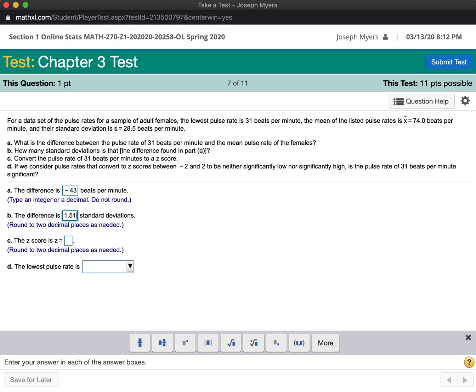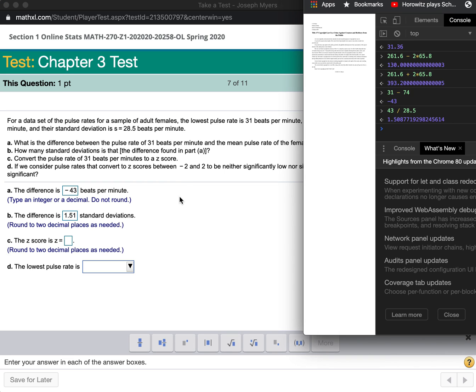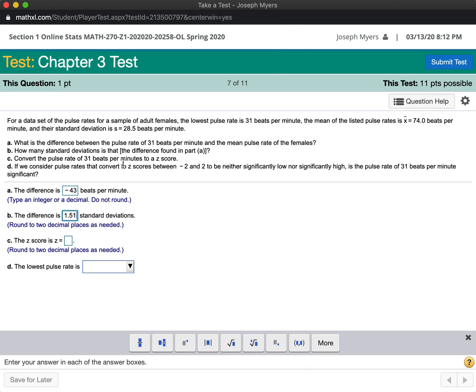Now notice that the difference is a negative difference. So the actual z-score is negative because it's below the mean. So any number below the mean always has a negative z-score. And the value of the z-score is the actual difference between that number and the mean divided by the standard deviation. So we already know how many standard deviations it is. We just need to make it negative in order to get the z-score. So the z-score is -1.51.